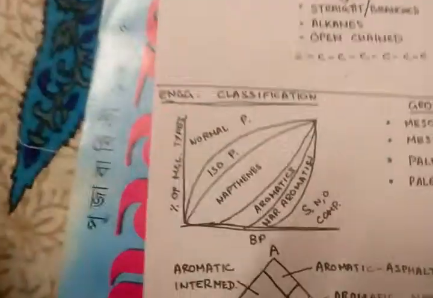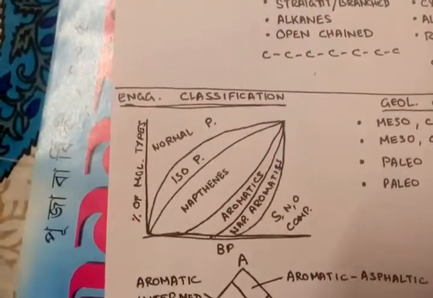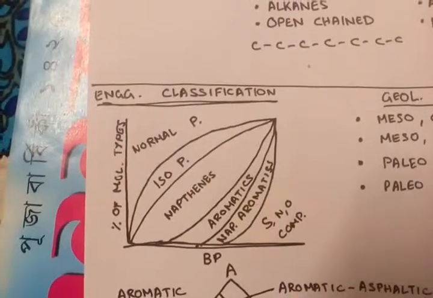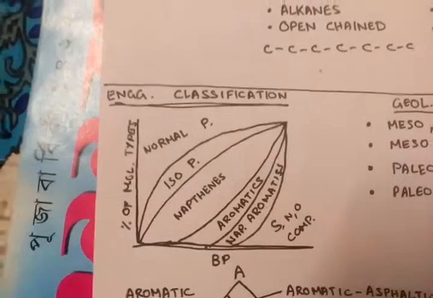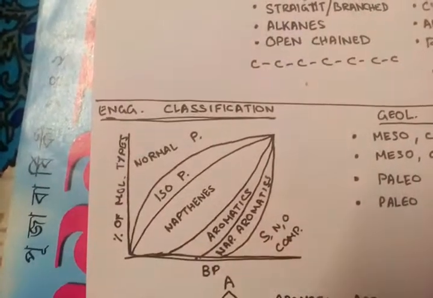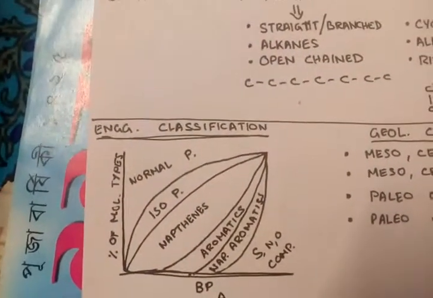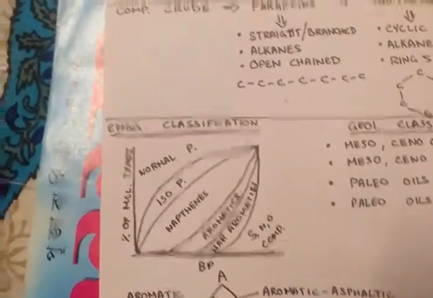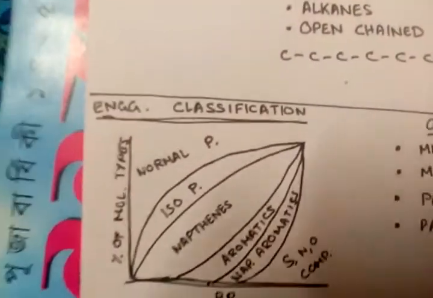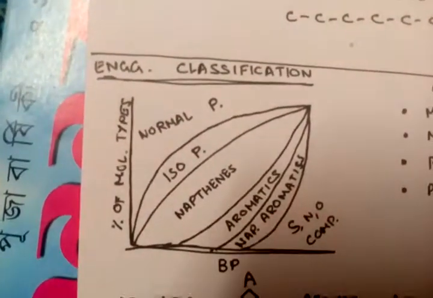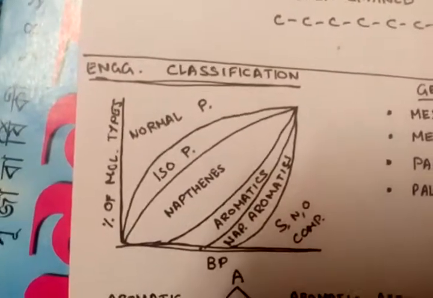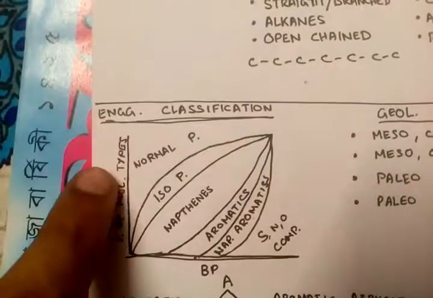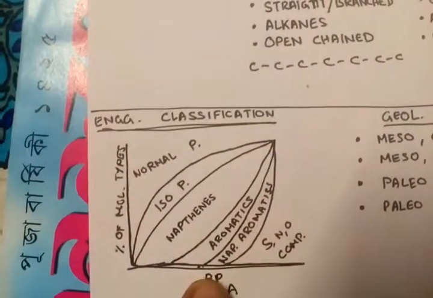So the classification: basically the people who are working are mainly either chemical engineers, who are handling the crude oil on site and in the refinery, while there are geologists who are mostly working in the exploration sites, drilling sites. So both of them have their own classifications as per their needs. The first classification, the engineer's classification, is a plot that has been developed between the percentage of molecular types on this axis and the boiling point of the hydrocarbons.